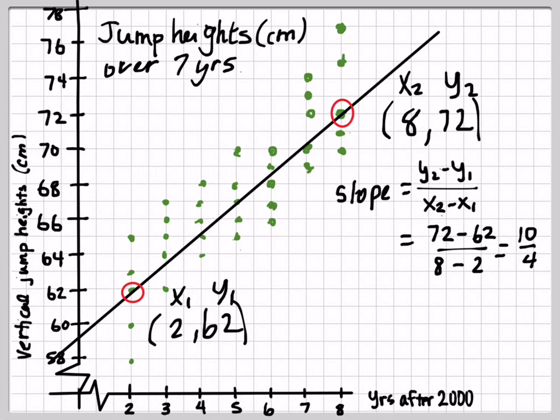I don't mean 4. Why did I write 4? Let's try that again. 10 over 6. That looks better, which would be 5 over 3. There we go. So a little bit more than 2, right? That's what I'm getting.